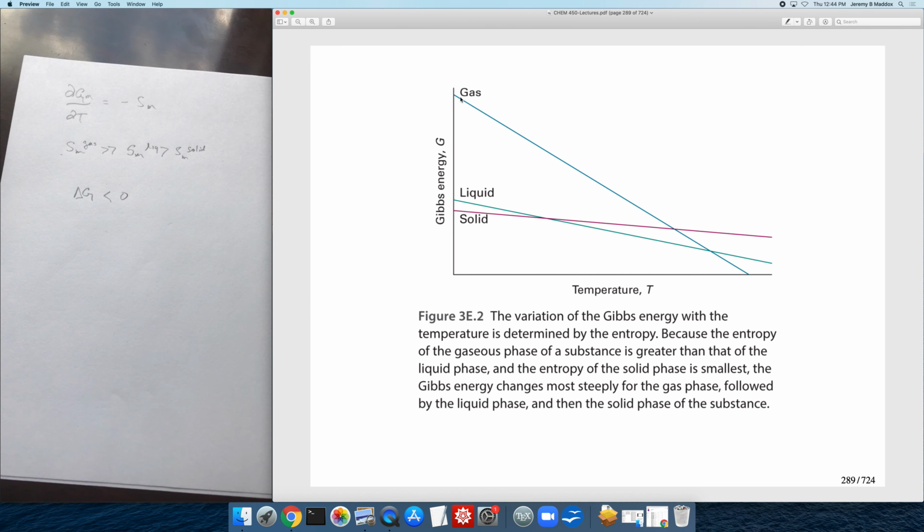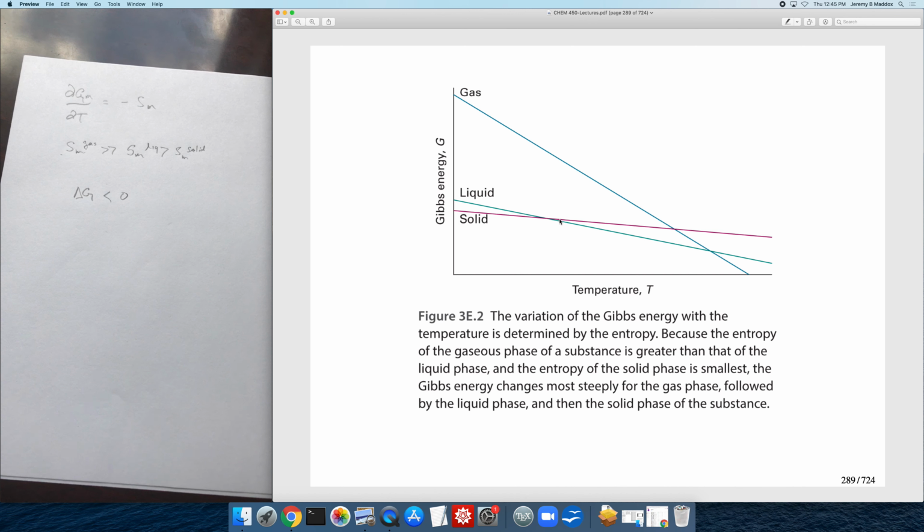Well, when you're very cold, at cold temperatures, you see here that the lowest Gibbs energy is that for the solid. As you increase the temperature of the solid, its Gibbs energy decreases. But the liquid's Gibbs energy is decreasing at a higher rate with respect to temperature. And eventually it catches up to the solid. And at this point is where you're going to find equilibrium between the liquid and the solid. This is going to be the melting point of the solid.